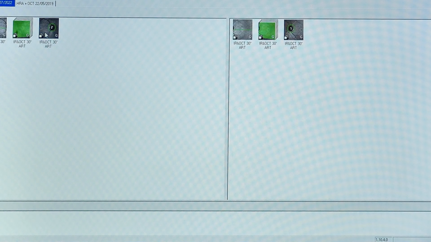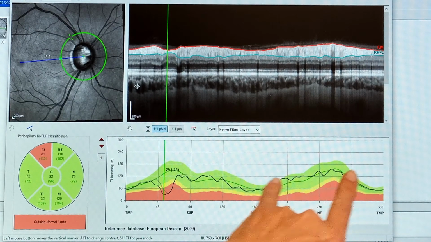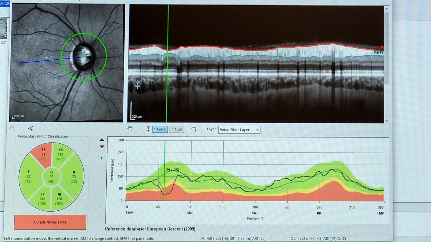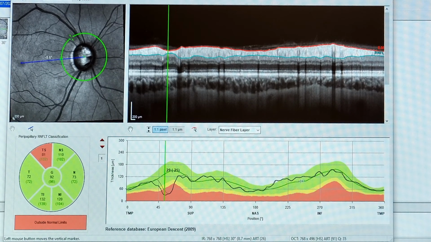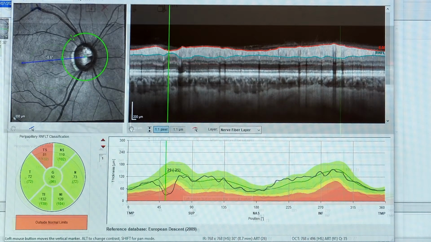So this lady actually has glaucoma, so ignore that bit there. But you can see again that this peak has been moved in. That can be normal. And so the power of these scans is not necessarily comparing it to the normative database. It's comparing it year on year.